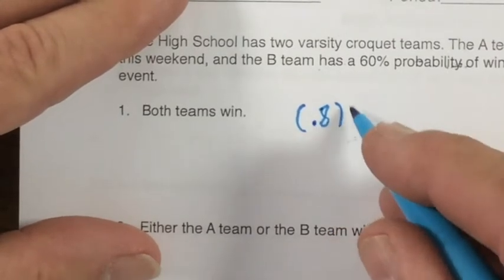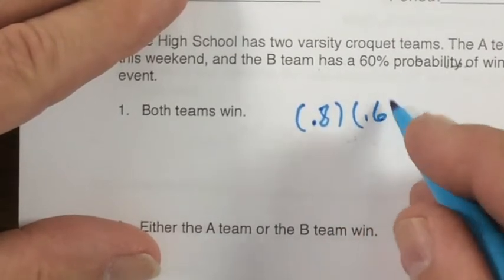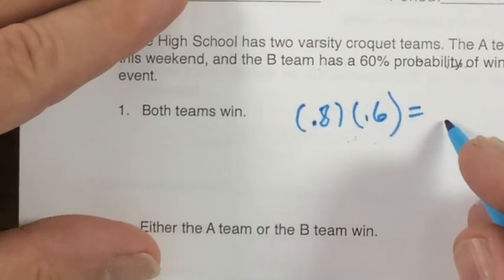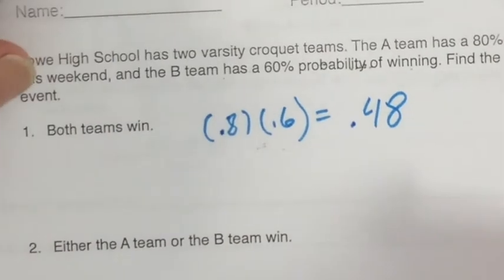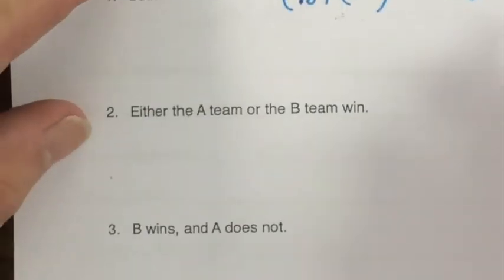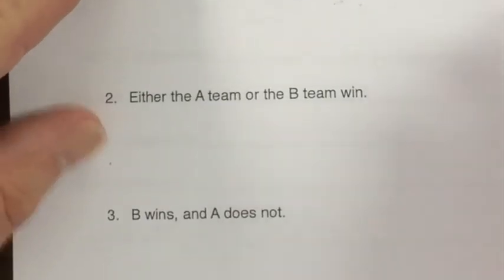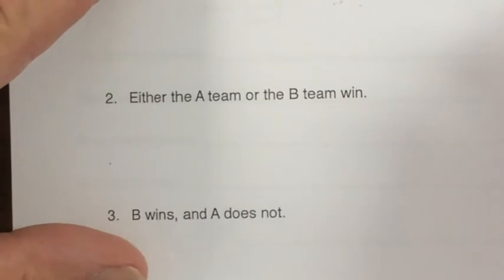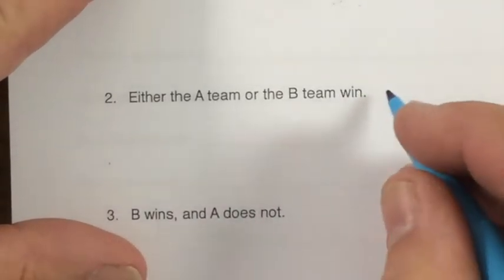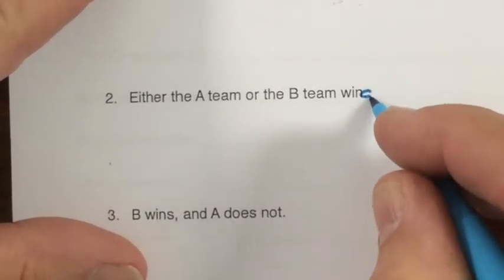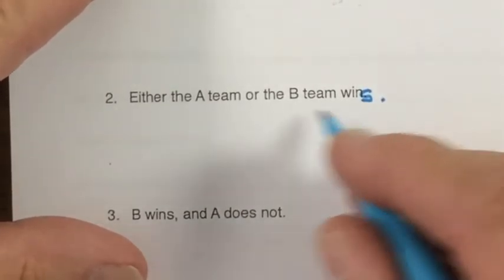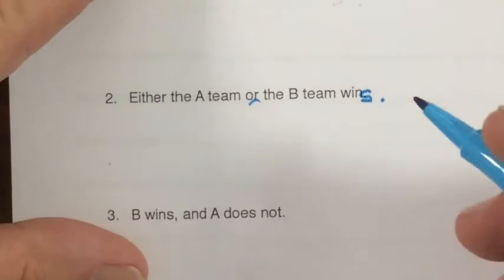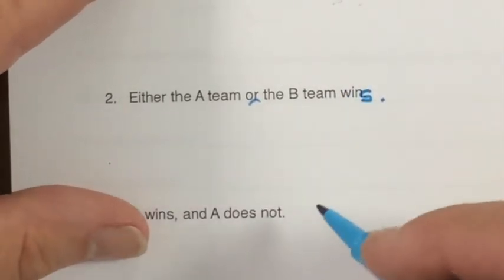Now, the probability that both teams win, well, for both teams to win, you got to have an 80% chance there and a 60% chance there. And that turns out to be a 48% chance over here. Okay. Either the A team or the B team, and it should actually say wins. This is singular because of the or. Unless, of course, you're British, in which case the team win.